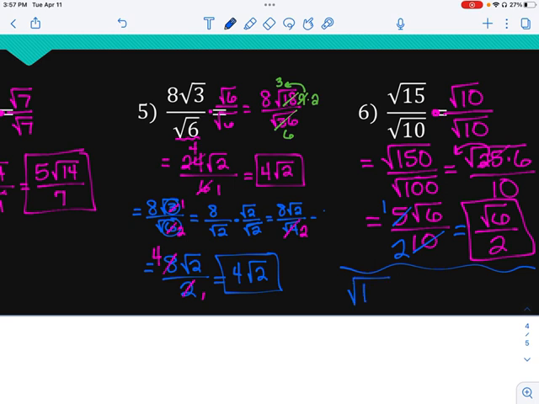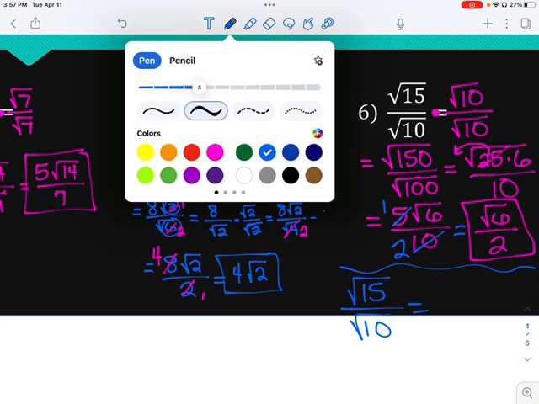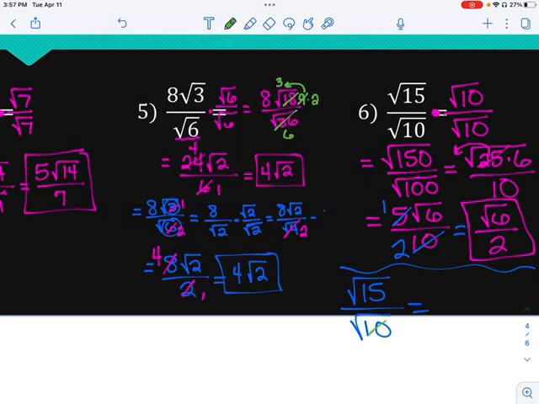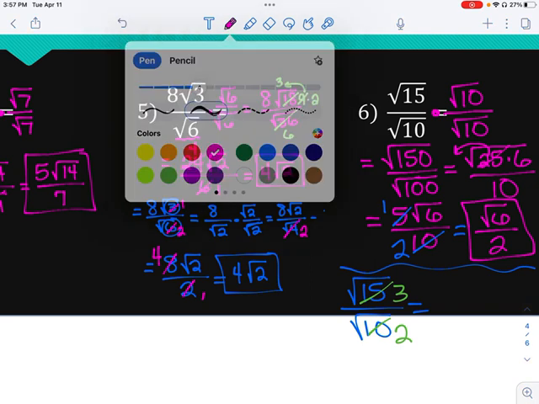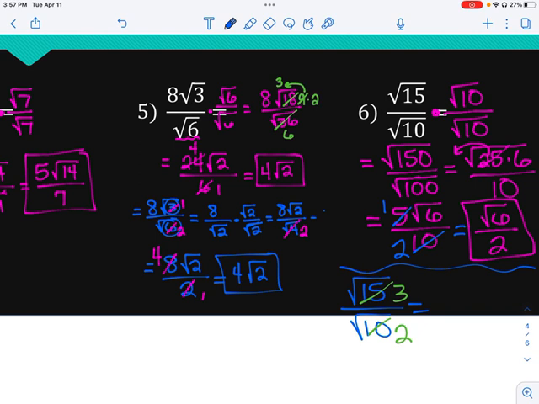I have the square root of 15 over the square root of 10. Well, one thing I know right away is 5 goes into 10 twice, 5 goes into 15 3 times. Since they're both in the radicand, I can simplify those right away. So now what we have is the square root of 3 over the square root of 2. Now I can rationalize and multiply both by the square root of 2, which is going to give me the square root of 6 over the square root of 4.